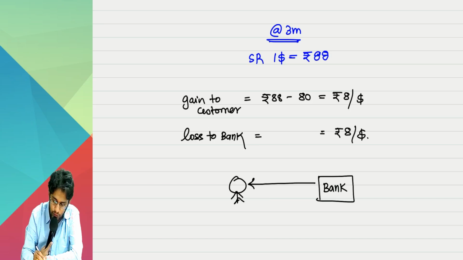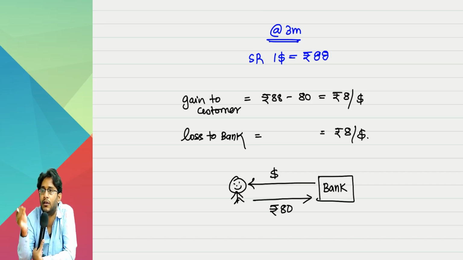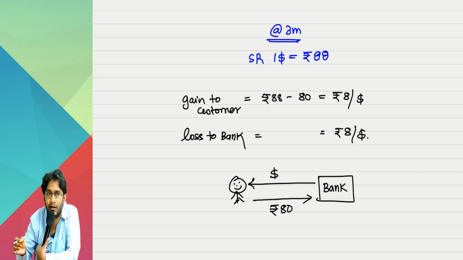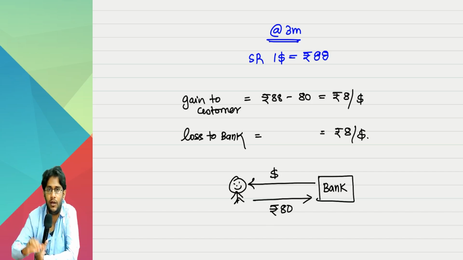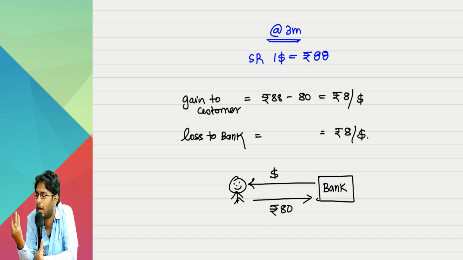ideally, this fellow should buy the dollar by paying an amount of 80 rupees. He is extremely happy. Why is he happy? The dollar is worth 88, but he is able to buy that only at 80. Suppose, can this customer do like this? He takes the dollar from the bank at 80. Immediately after 1 minute, he says, hi bank, take this dollar, give me rupees 88. Can he do that? Yes.